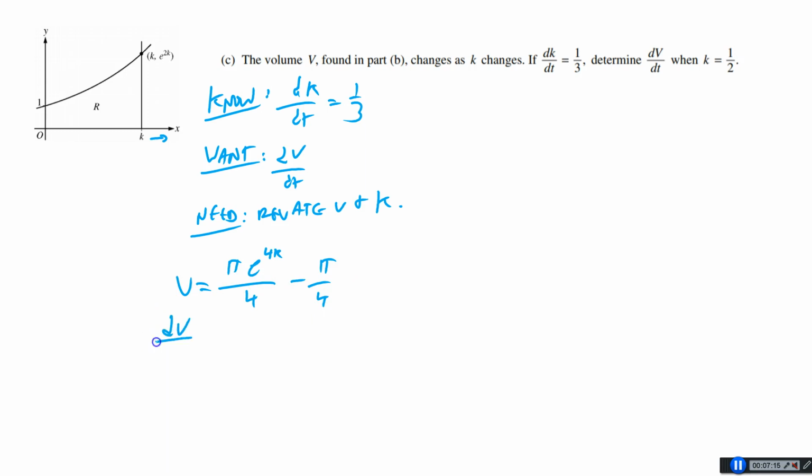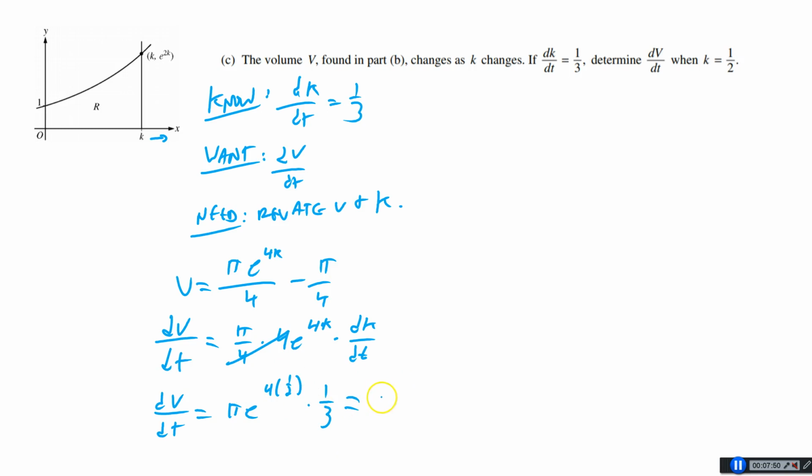So now we just take the derivative. So dV/dt. Now you're deriving with respect to time, so we have to make sure we use chain rule. The pi over 4 is going to disappear because it's a constant. So we'll have pi over 4 times 4e to the 4k. The derivative of the inside function is 4, and then times dk/dt. The 4's cancel. Okay, so now we plug in everything that we know. So dV/dt is equal to pi e to the 4 times 1/2 times dk/dt, which is 1/3.